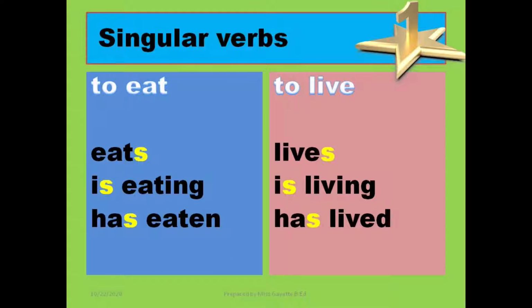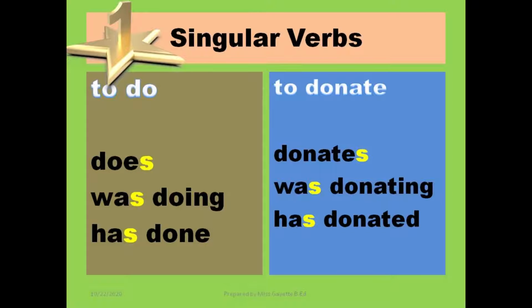For example, given the infinitive to eat, the singular forms of the verb can be, and these are just a few examples: eats, is eating, has eaten. And for the helping verbs and linking verbs, notice that the S goes on the helping or linking part of the verb. Also, given the infinitive to live, we can have singular forms being lives, is living, has lived. These are all singular verbs and they go after singular subjects.